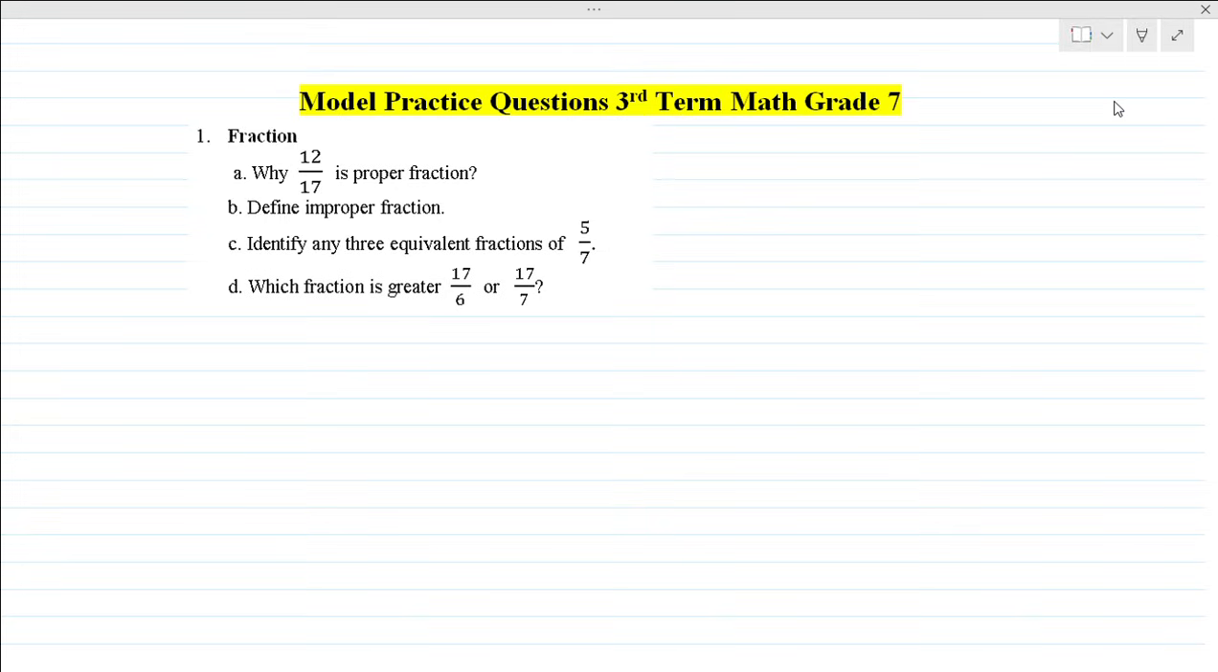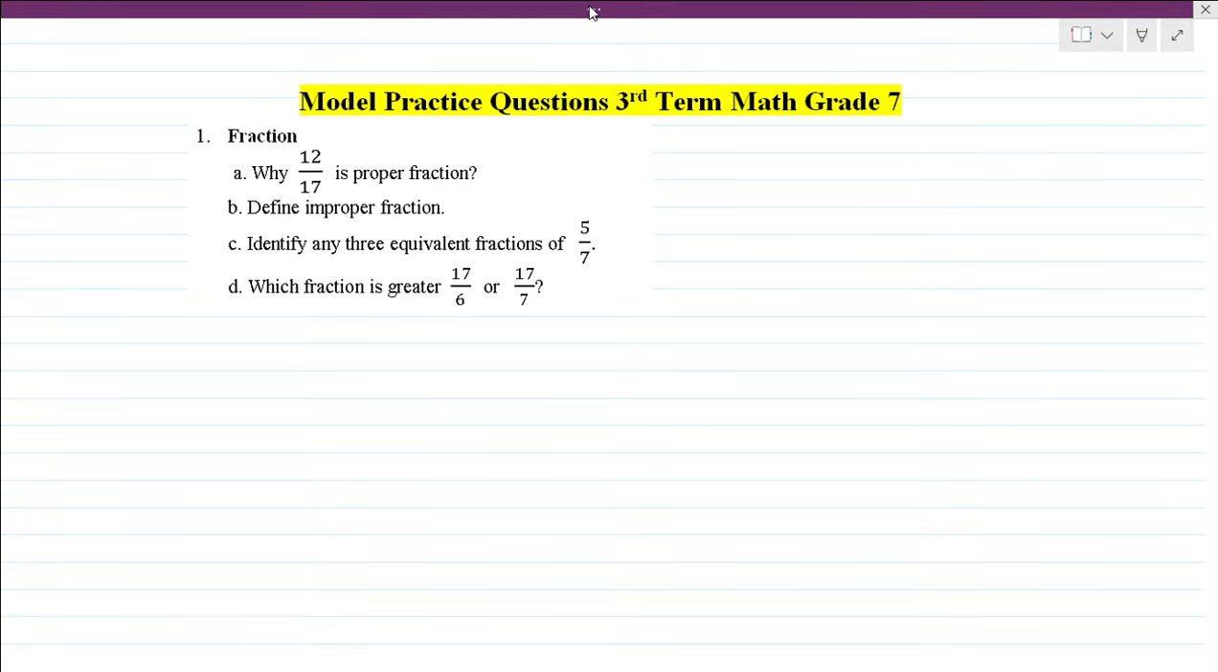In this video I am explaining some practice questions from different topics for the start term of math grade 7. I have posted a timeline where you can find at which time each question and answer appears, so you can easily identify the topic you want explained. Let's go. First I have taken three questions from the topic of fraction.